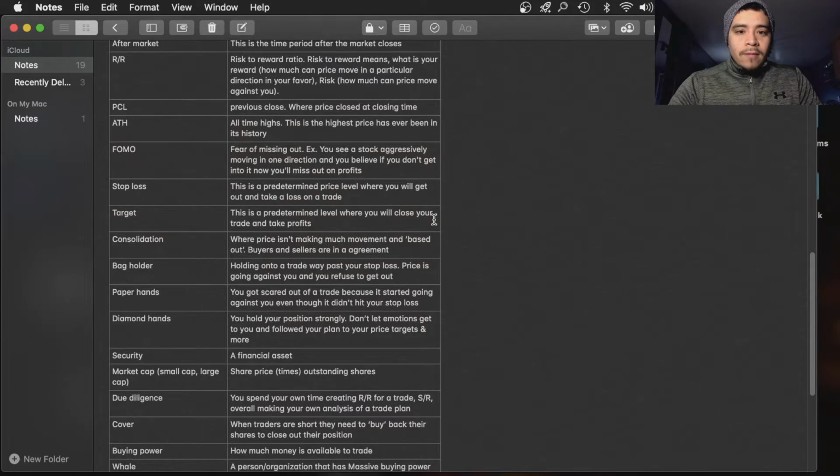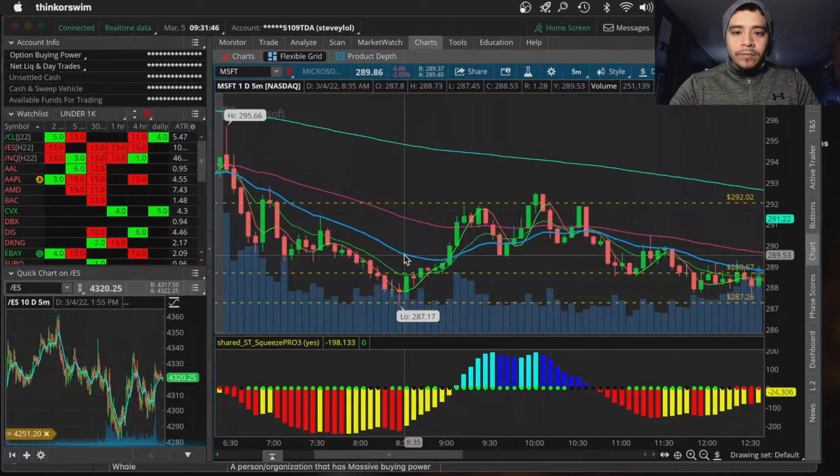Target. This is a predetermined level where you will close your trade and take profits. So same example. Stop loss is this area. Your target is right here. This is where you're going to take profits on the trade.